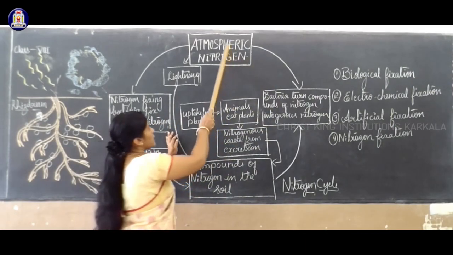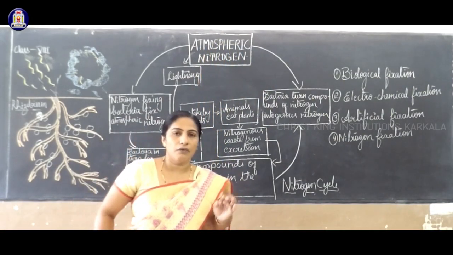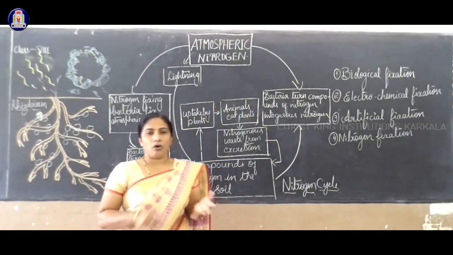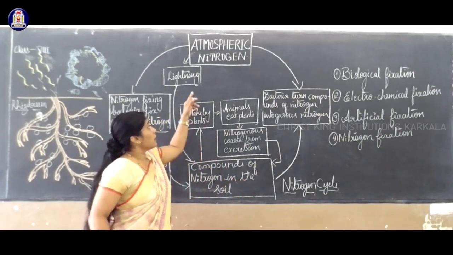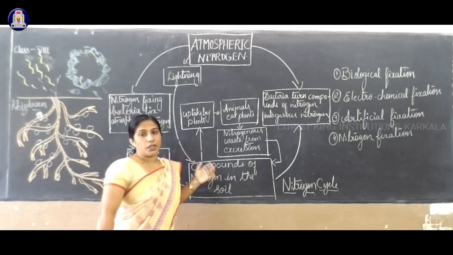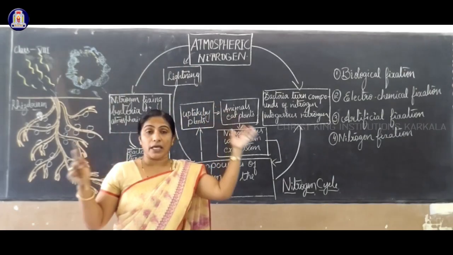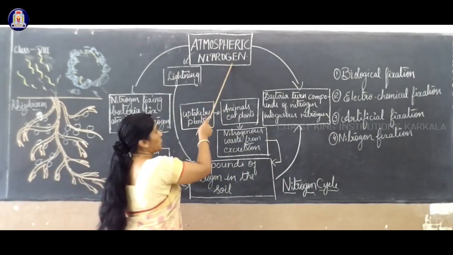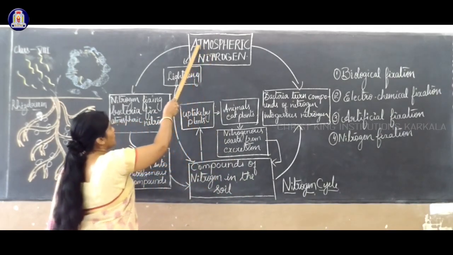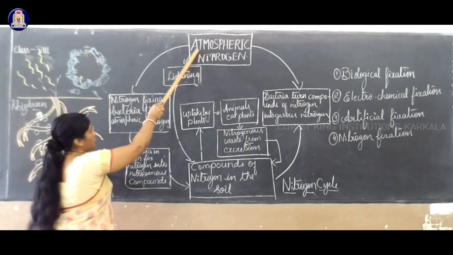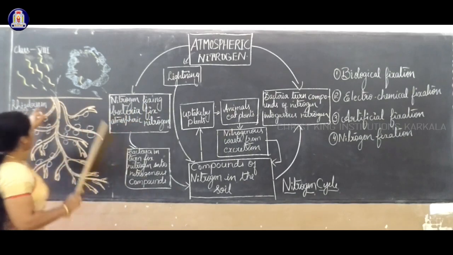For example, as I said, atmospheric nitrogen is present in the atmosphere. We have studied already that in the atmosphere, oxygen, carbon dioxide, nitrogen and other elements are present. Imagine atmospheric nitrogen present in the classroom or in the outside atmosphere. Will the plant take it as it is? No. That's why atmospheric nitrogen will be converted by nitrogen fixing bacteria.